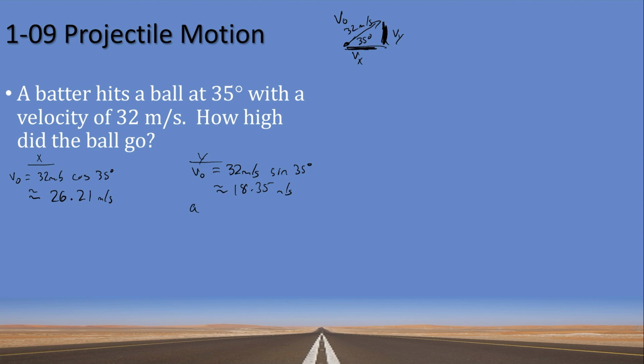What else do we know? We know our acceleration in the y. Let's say our initial height is 0. We're looking for a final height. What else do we know? Oh, at the top of the path, the velocity is only going sideways. So our vertical velocity at the highest point is 0 because it goes all the way up to the top, has stopped, and is now coming back down.